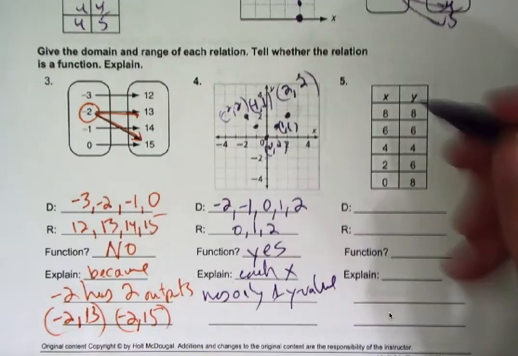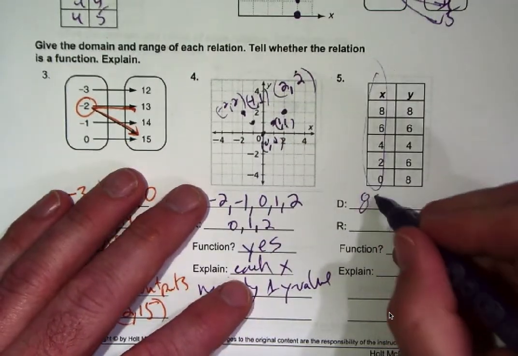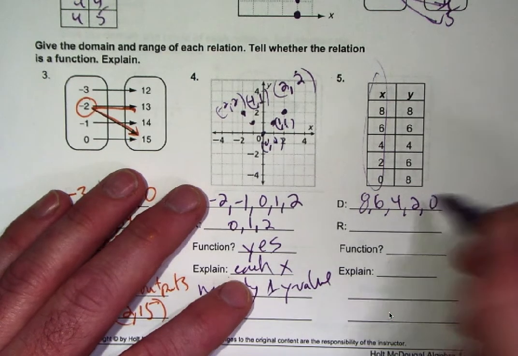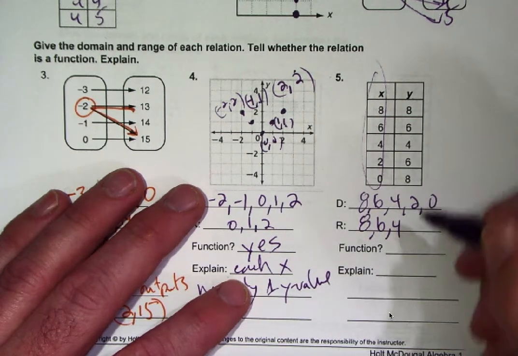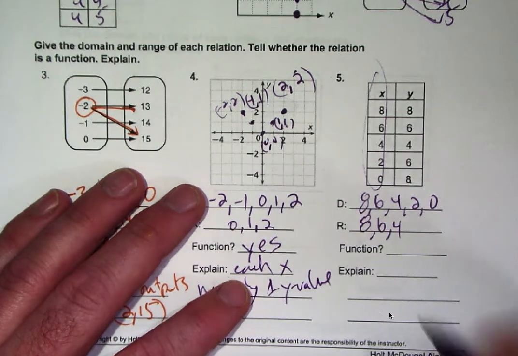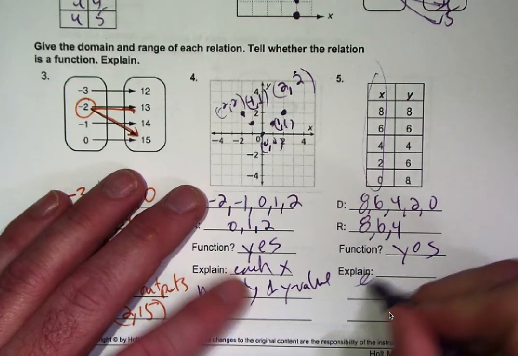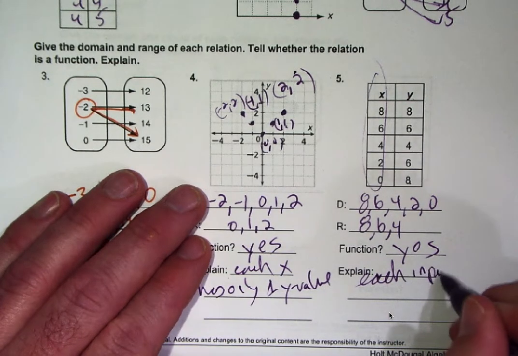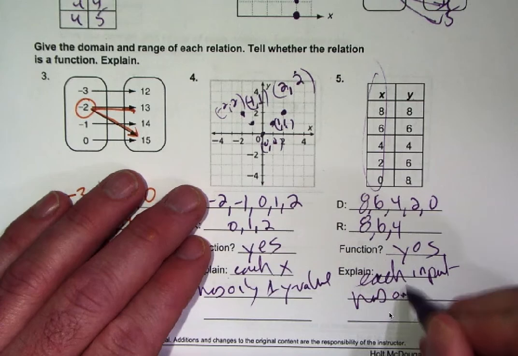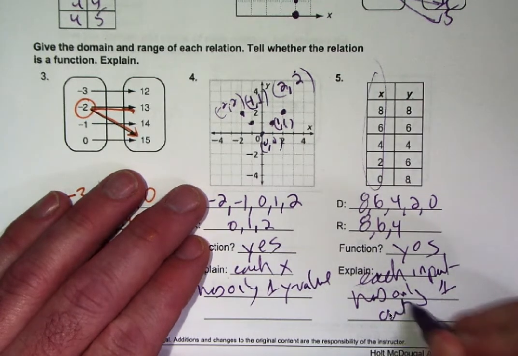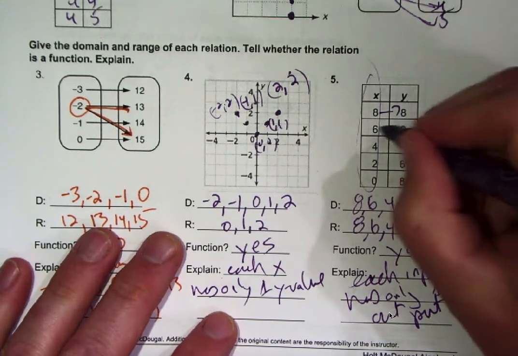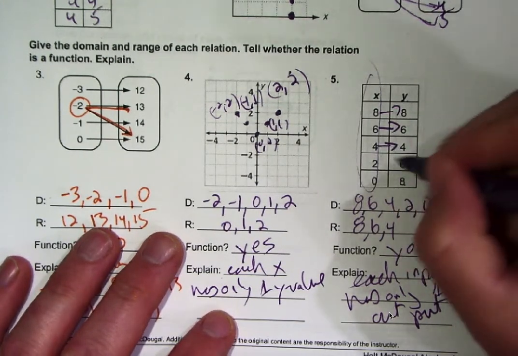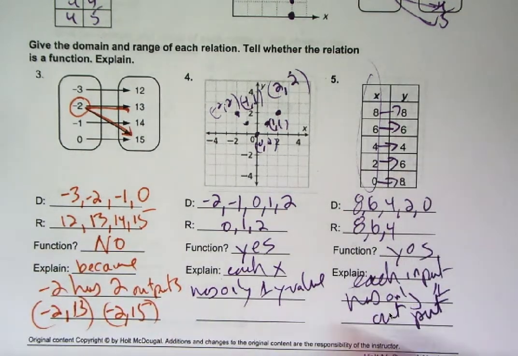All right, domain and range here. Domain is our x, so 8, 6, 4, 2, 0. Our range is 8, 6, 4. Well, we already have a 6 and an 8, so we don't have to keep writing them down. And this is a function. Yes, each input has only one output. So 8 only goes to 8, 6 only goes to 6, 4 only goes to 4, 2 only goes to 6, 0 only goes to 8. It's predictable. We know it's going to happen.